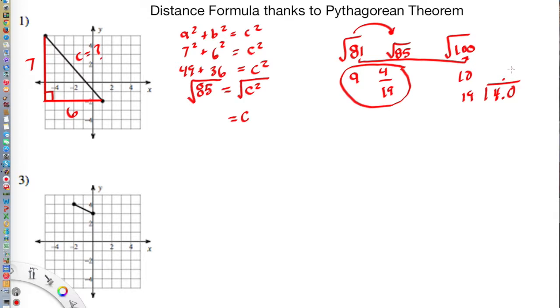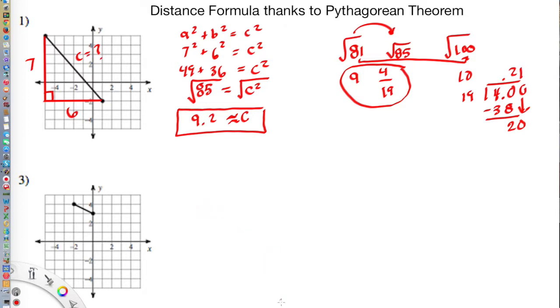And 19 goes into 40 2 times, which would be 38. I can subtract and get a remainder of 2, bring another 0 down, and 19 will go into 20 one time. And I can kind of stop right there. I'm going to say the answer is approximately 9, and it looks like 2/10. So 9.2 approximately. It's not the exact answer, but it's pretty doggone close.